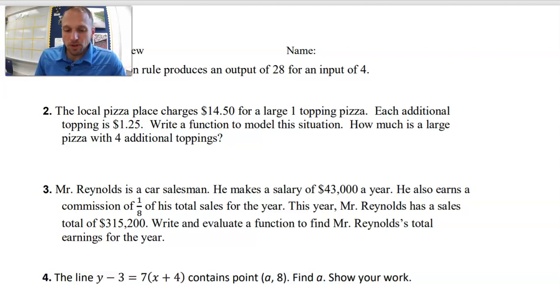Okay, Algebra 2, let's get ready for this test. Let's look at number 1. I don't think you can see actually all of this problem, but it says write a function rule that produces an output of 28 for an input of 4. So we're going to just start.